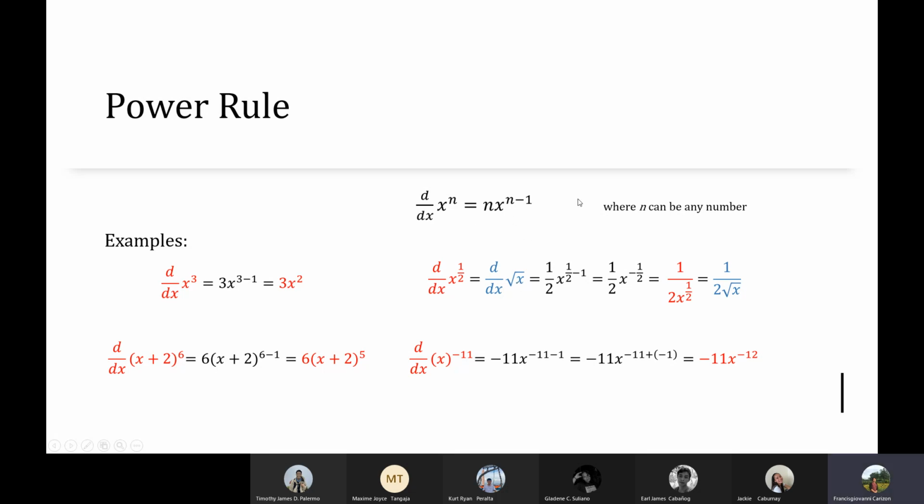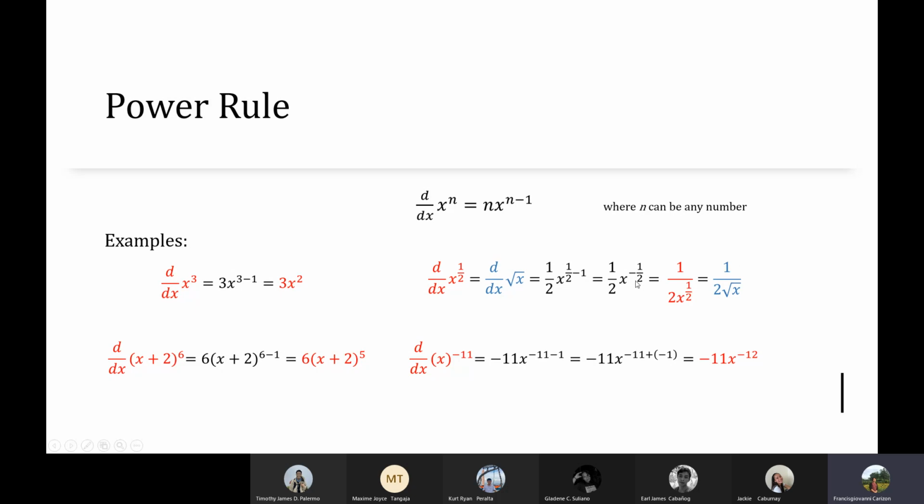But anyway, we use the power rule, which means we bring down the 1/2 and multiply it with x, but the power of x is minus 1. So 1/2 minus 1 is equal to minus 1/2. So we now have 1/2 times x raised to the power of minus 1/2.